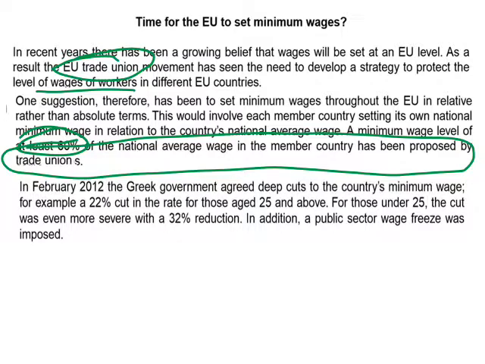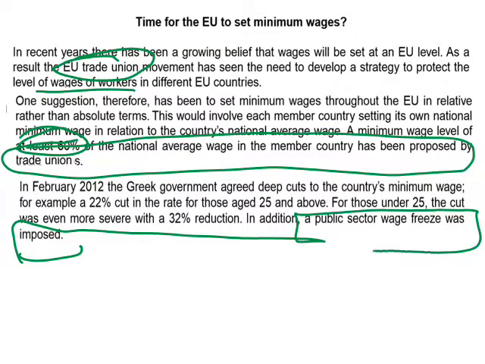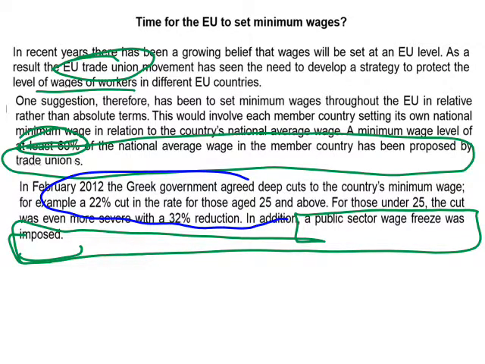unions wanting higher wages. In February 2012, the Greek government agreed to deep cuts in the country's minimum wage, for example 22%, and for those under 25 even more, 32%. In addition, a public sector wage freeze was imposed. So we have the example of a public sector wage freeze, but you also have a little bit of information about a wider context point there, that there may be cuts in the rest of the economy as well.